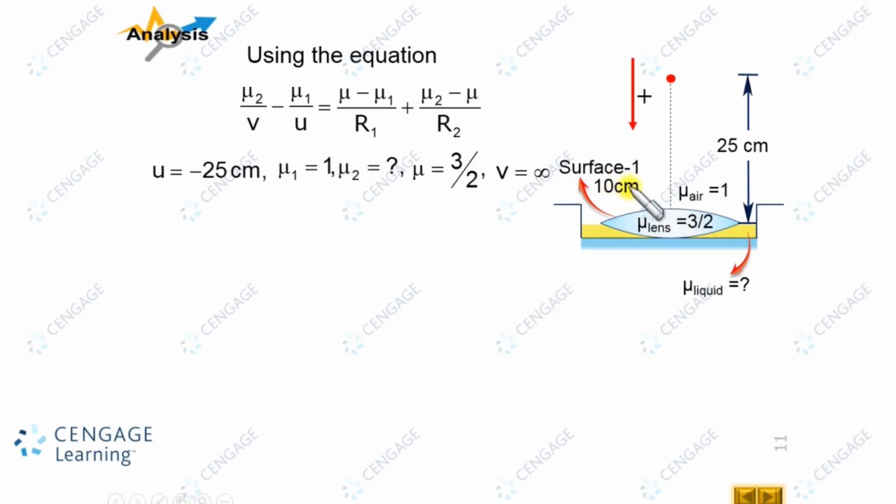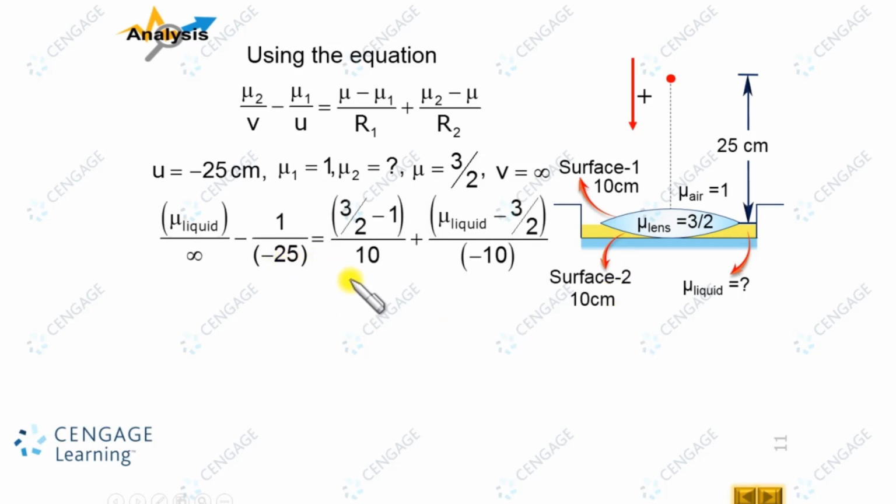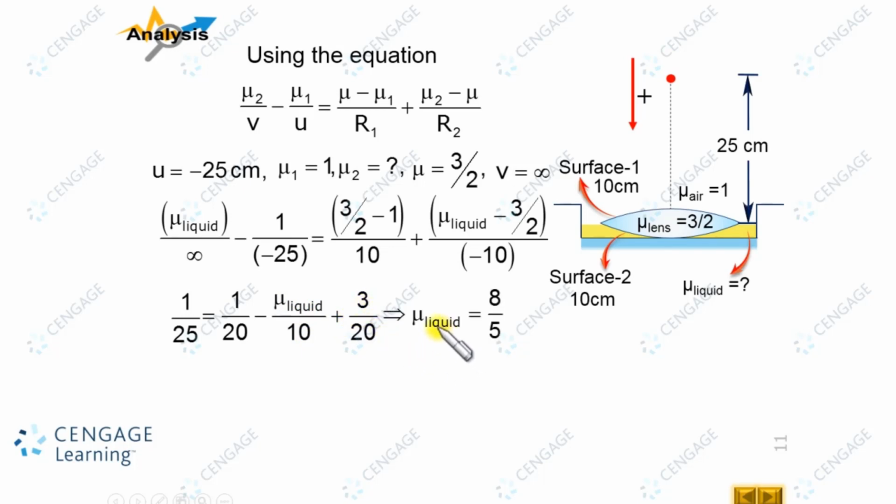This is surface 1. Now we know this value is 10 centimeter and we know this is also 10 centimeter. So let us substitute. Now if we solve this, this will be 1 by 25. This will be 1 by 2 multiplied by 10, 1 by 20, and this should be equal to minus mu liquid divided by 10 plus 3 divided by 20. And if we solve, we will get mu liquid equal to 8 by 5. That means the refractive index of the liquid filled in this space should be equal to 8 by 5.